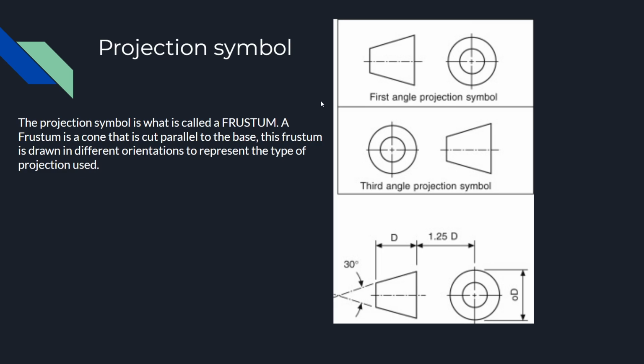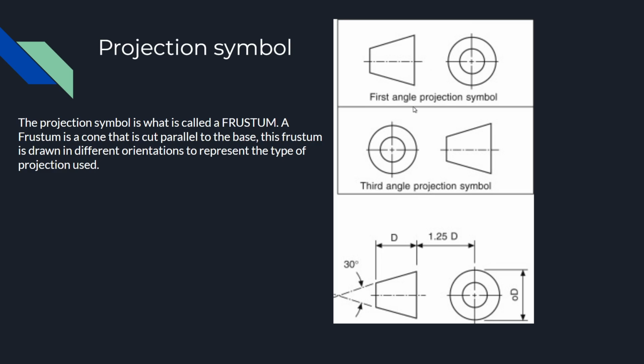But before we construct the projection symbol, let me tell you a little about it, right? So in technical drawing, we use these symbols to tell you if a drawing is either in first angle or if it's in third angle, right? And this is what you call a frustum, right? So all of you should know what a cone is. Basically, if you take a cone and you cut the part at the top, the pointy part, parallel to the base of the cone, you're going to have an object that looks like this, right? And this is what you call a frustum.